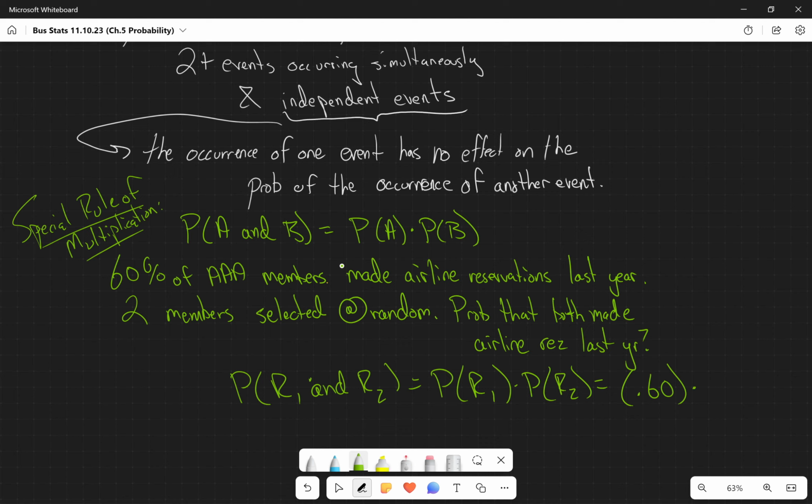We're going to multiply this by the probability of a second person. Since it's independent and it's occurring simultaneously, the second person is going to have that same probability. So we're going to multiply these two together, and we're going to end up with a probability that two random people sampled both made airline reservations at 36%.